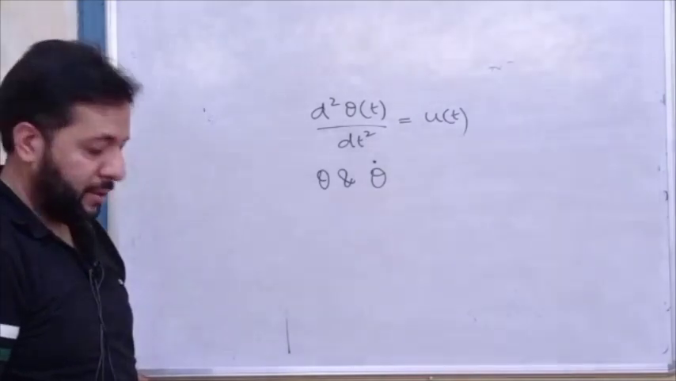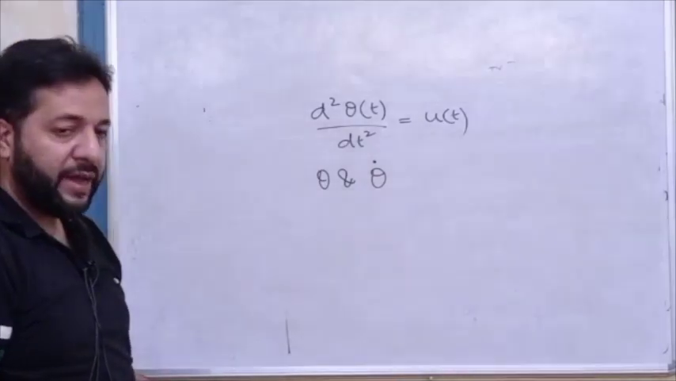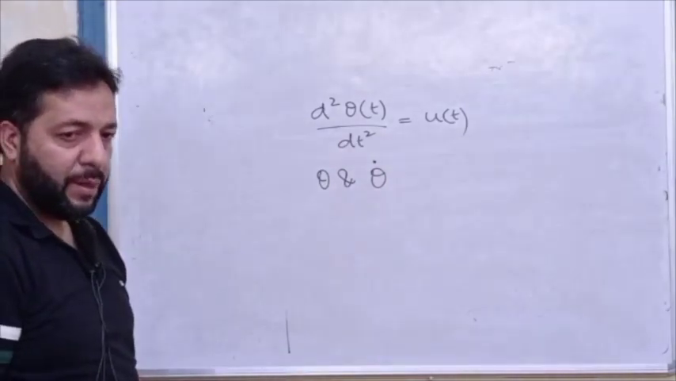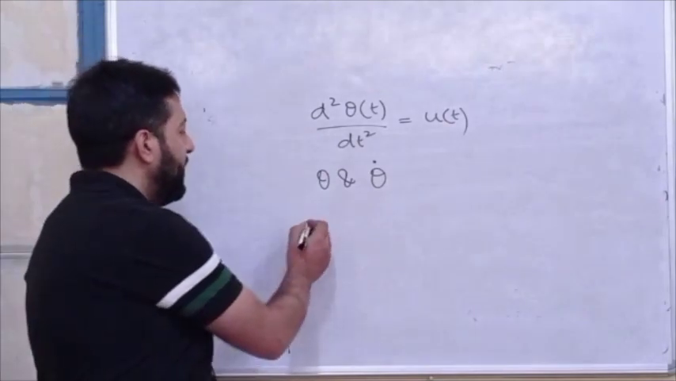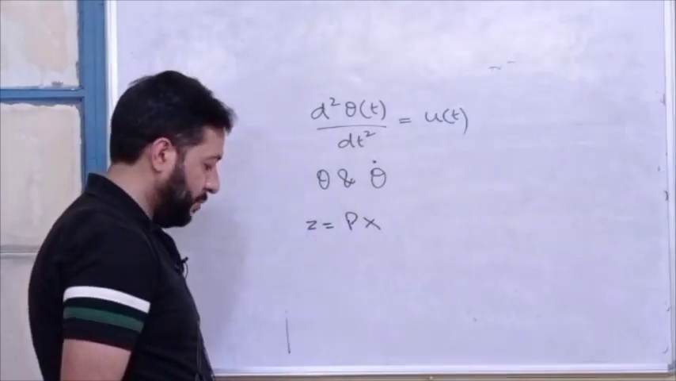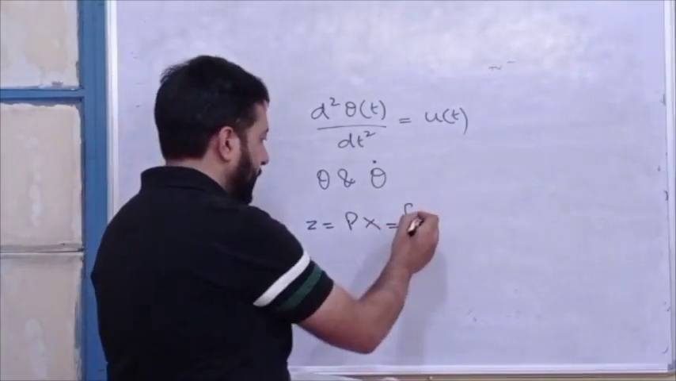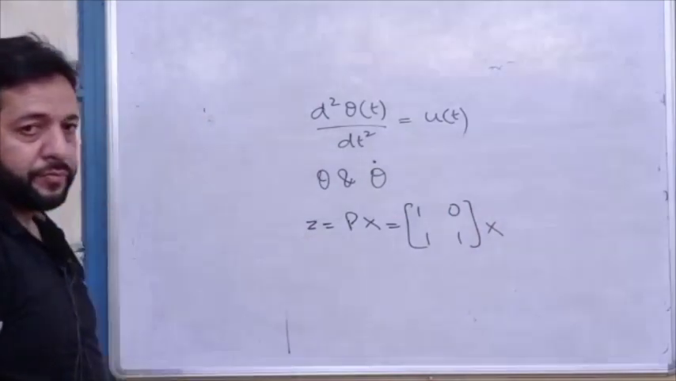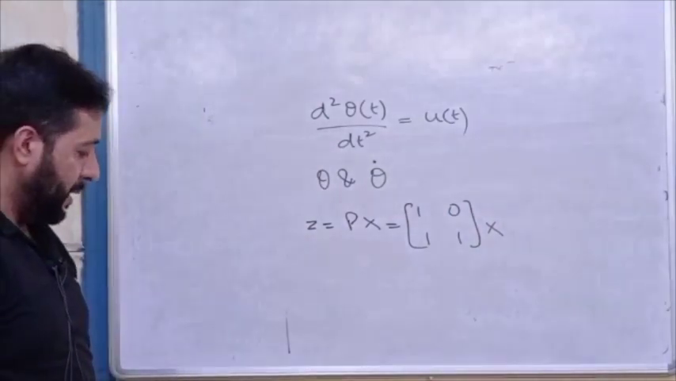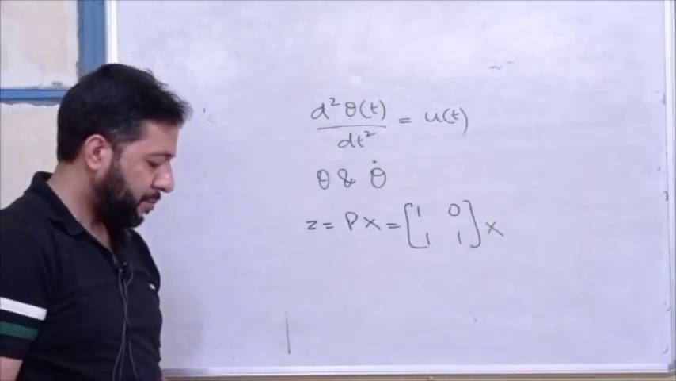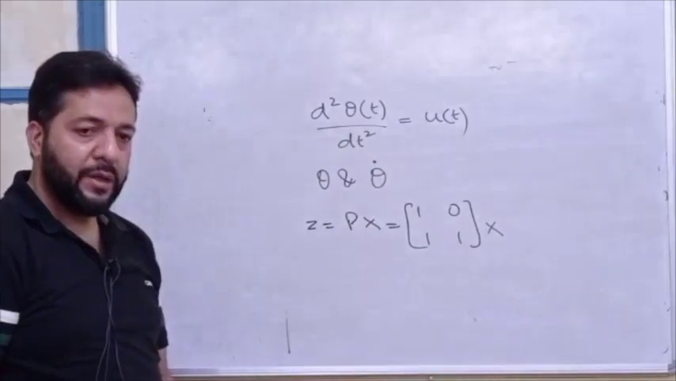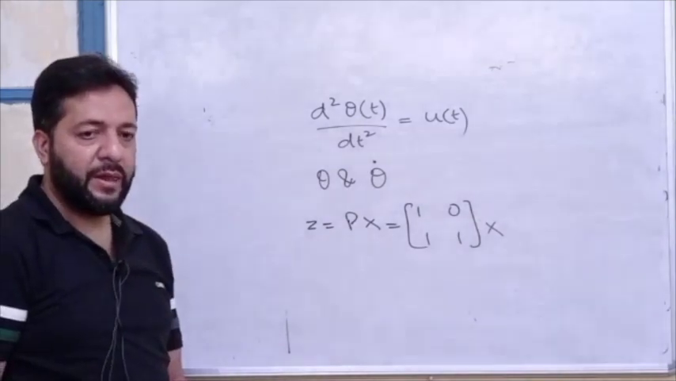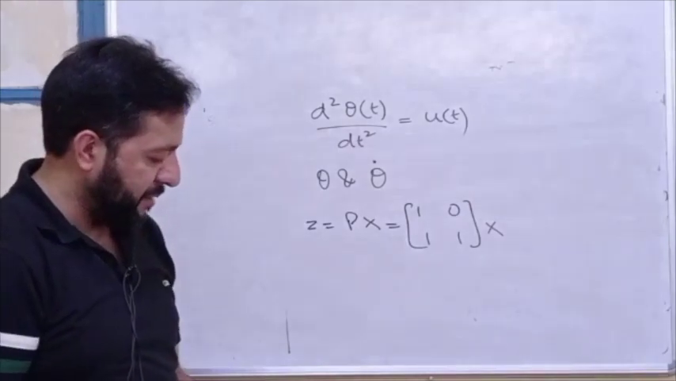B part is: a similarity transformation is defined as z is equal to px, okay, is equal to 1, 0, 1 and 1 x. This is how a similarity transformation is defined. Okay, express the state equation in terms of the states ZT.